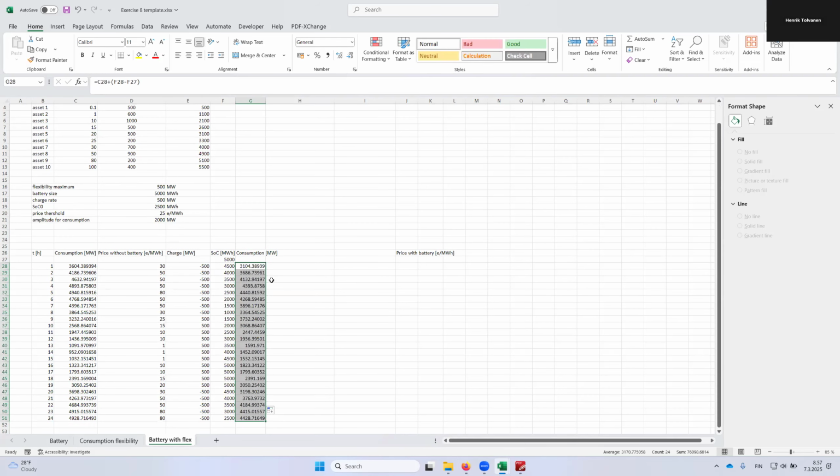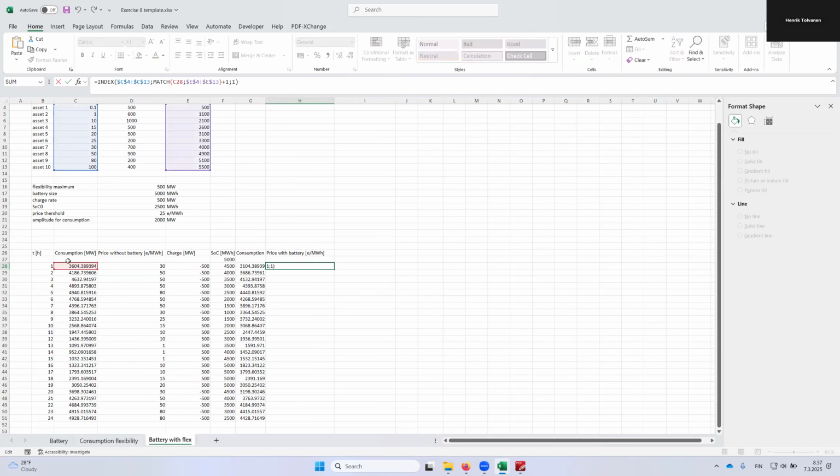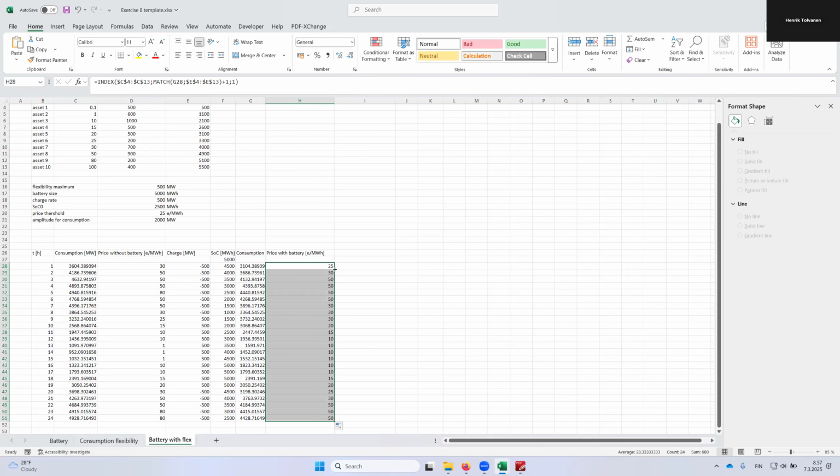Okay, so now there's the consumption, and we can see the price with the battery. So let's use this price without the battery and price with the battery. So that is going to be our consumption. And now what we are after is the consumption flexibility.